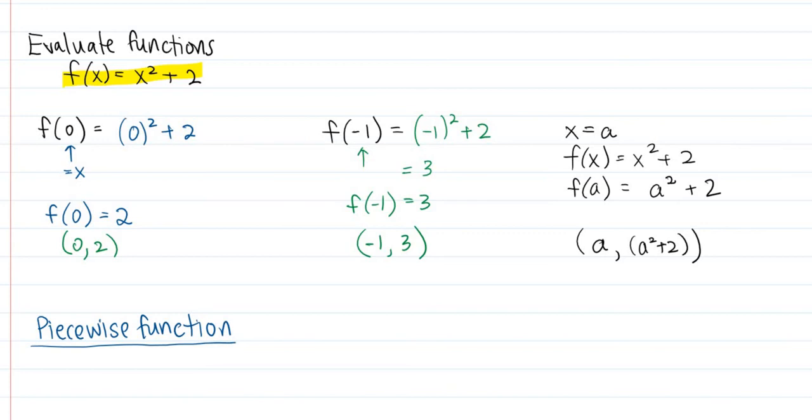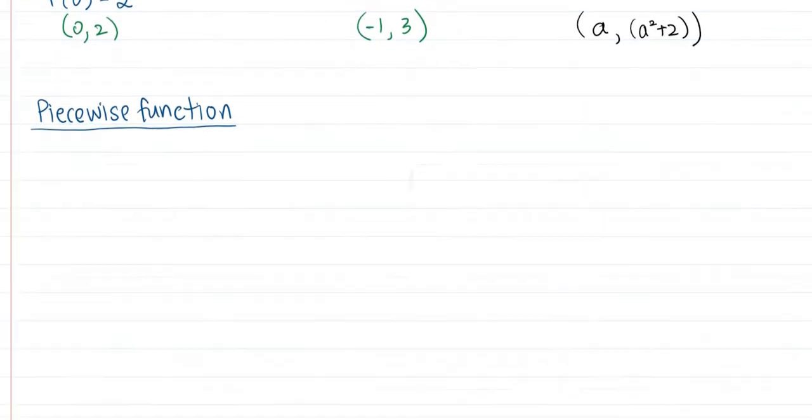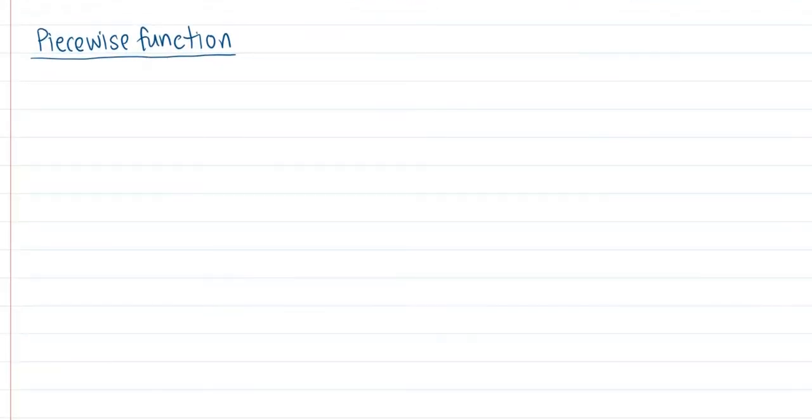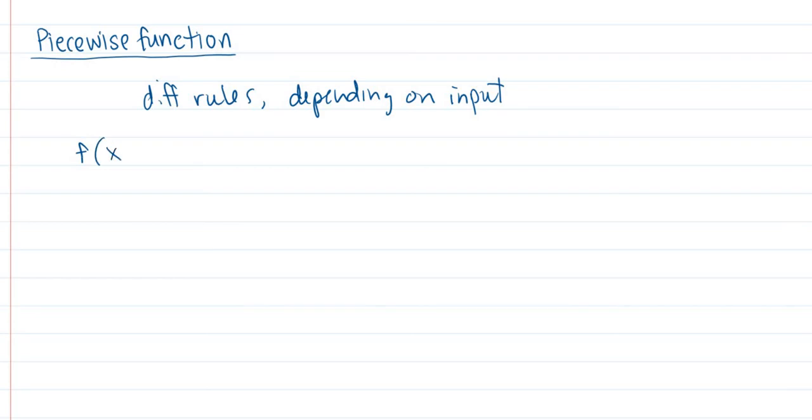Sometimes functions don't always have the same rules depending on the input. So that's what's called a piecewise function. So it's a function that follows different rules depending on the input. Different rules depending on input. So for example, you might have a piecewise function that looks like this.